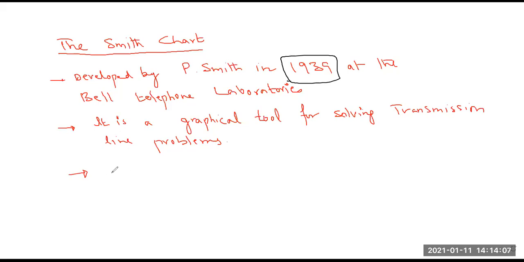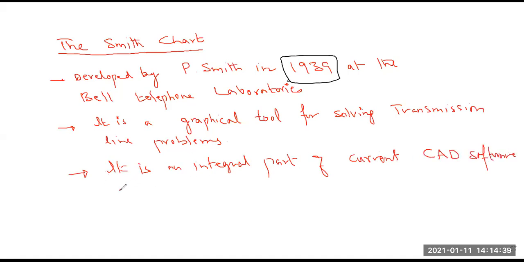Let me write it down. It is an integral part of current CAD software and test equipment for microwave design.